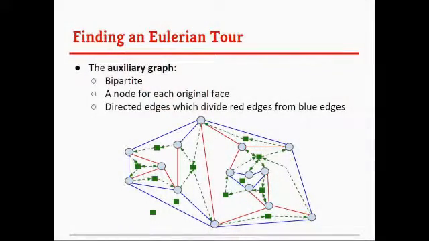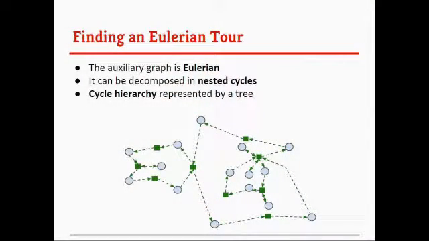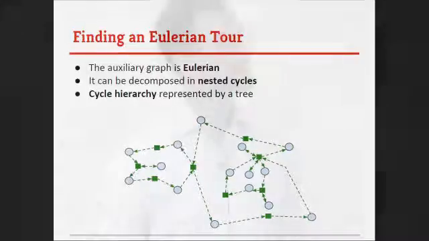Please note that although the auxiliary graph recalls the dual graph, it is not the dual graph, since it also contains original nodes of the graph. The auxiliary graph obtained is Eulerian, and for this reason it can be decomposed in cycles. Being an embedded graph, the cycles are nested, and this hierarchy can be represented by a tree.